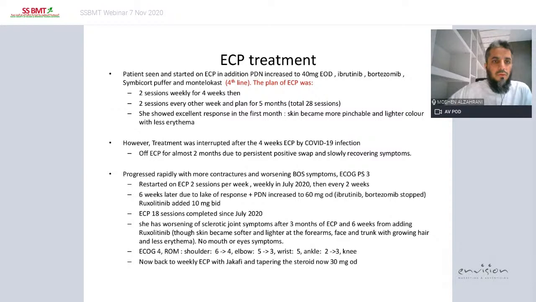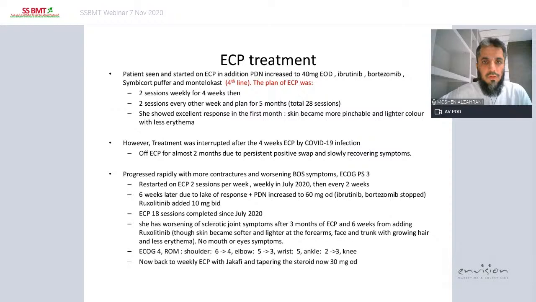So the patient was seen in our hospital and started on ECP. In addition, she was on prednisone. The dose was increased to 40 milligrams every other day. She was also on ibrutinib, and she was receiving bortezomib from the other hospital. She was on other supportive therapies, antimicrobials, plus she was on Symbicort and Montelukast for the lung GVHD.